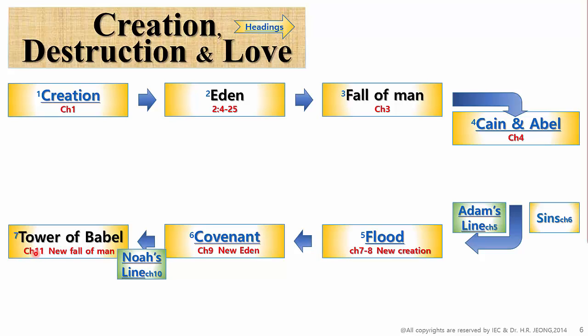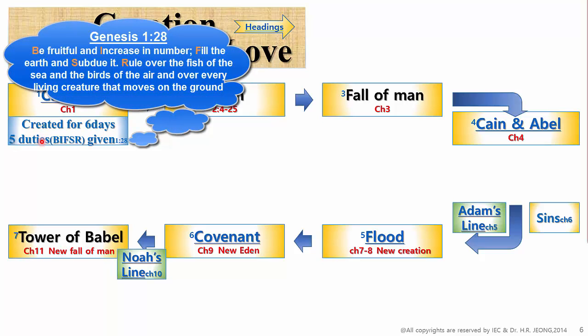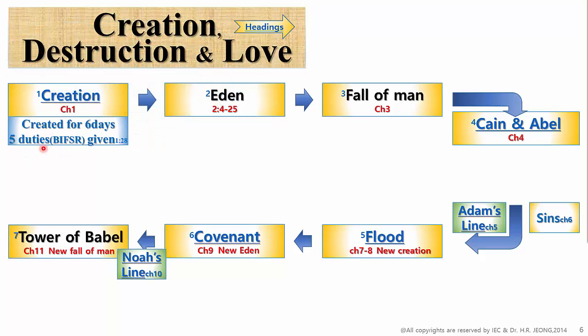The Lord created everything in 6 days, and he described the duty of man in chapter 1, five duties of BIFSR in chapter 1, verse 28: be fruitful, increase in number, fill the earth, subdue it, and rule over all living things of the sea, the air, and the ground. This is a duty as well as a covenant. This is the origin of many covenants which were given to Abraham and his descendants.